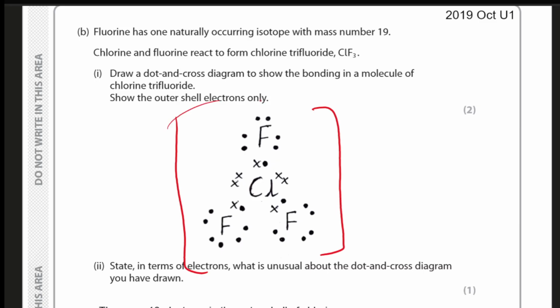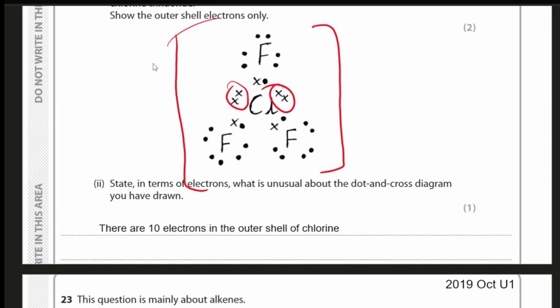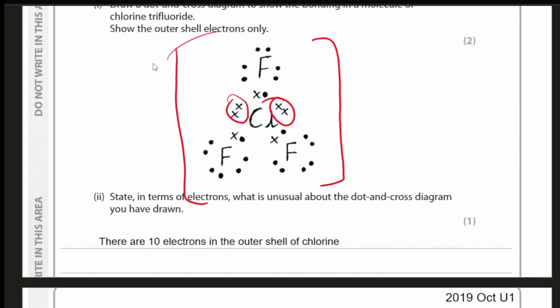So again, the dot and cross diagram is pretty simple. You tend to show the three bonding pairs, and since two lone pairs are there, because they are not used up during the bonding process, they'll be shown like this. State in terms of electrons, what is unusual about the dot and cross diagram you have drawn?